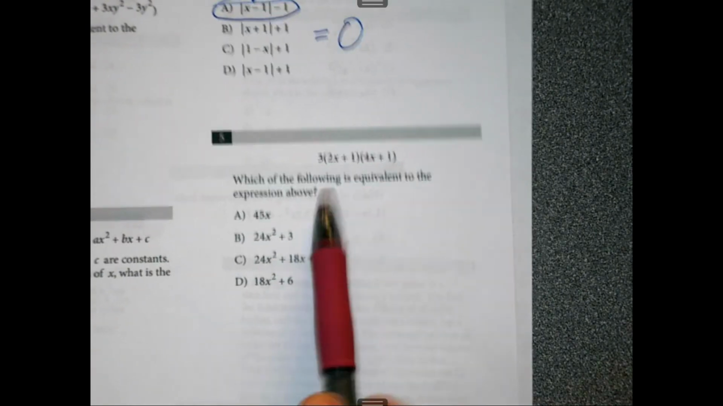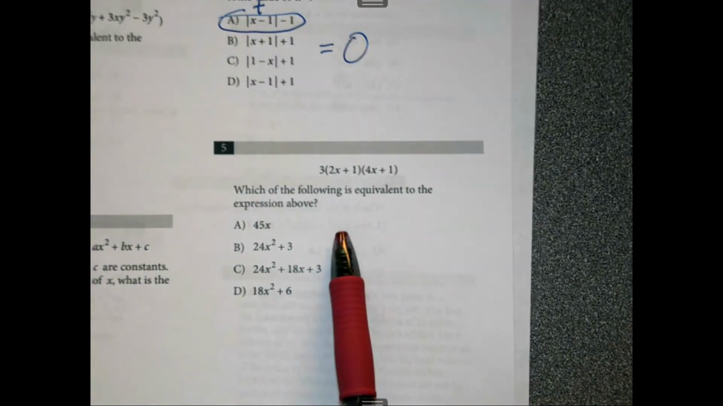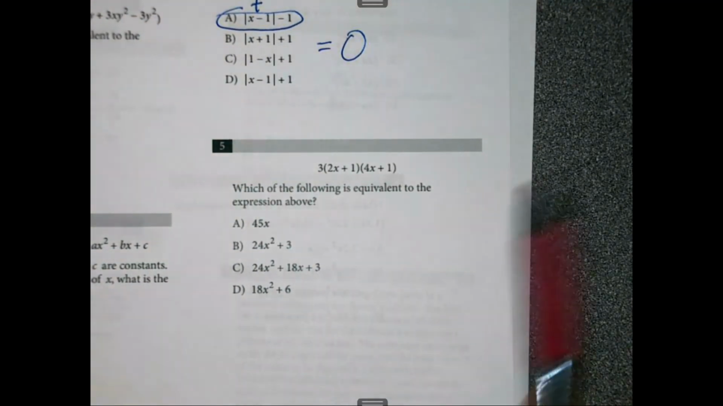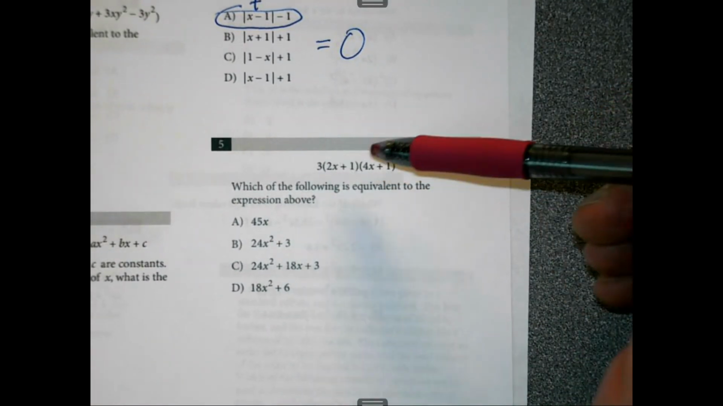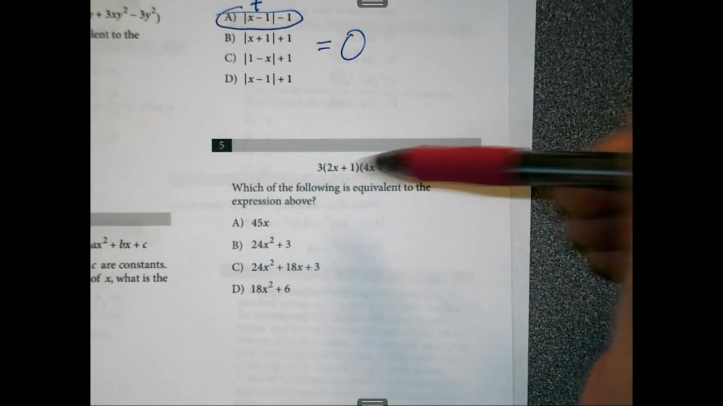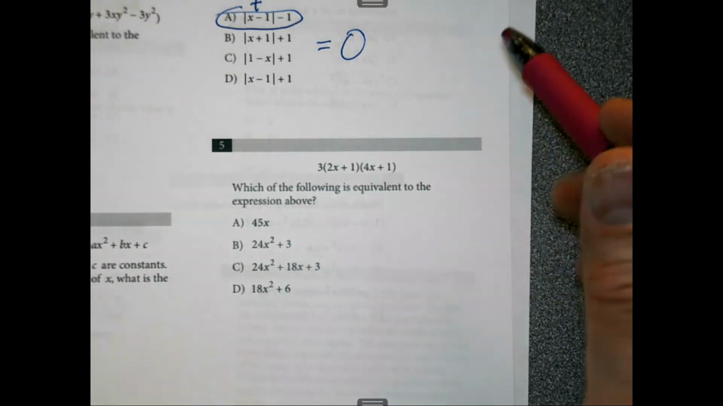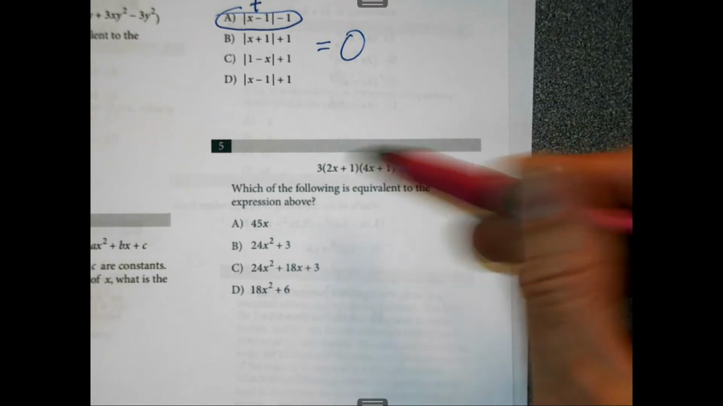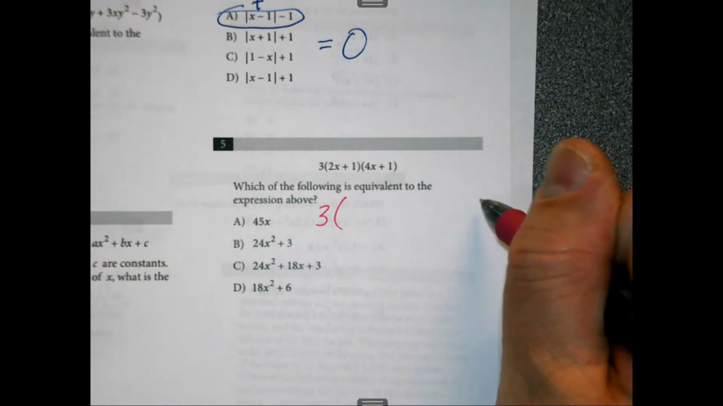All right. Again, I got to do one of those strategy things on this one, and then I'll do it the whole way. So I know that I've got 3 times a quantity. It looks like a binomial times a binomial. So I want to start getting rid of parentheses here. So I'm going to do binomial times a binomial first. What am I going to use?